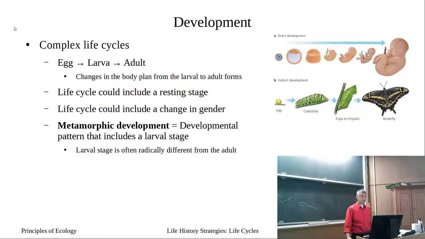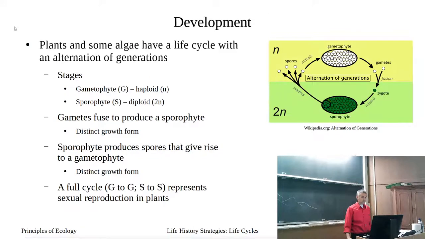Get this? Plants and algae are a little bit different because they can have this alternation of generations, where you can alternate between your diploid stage and your haploid stage. So one set of growth is haploid, another form of growth is diploid.